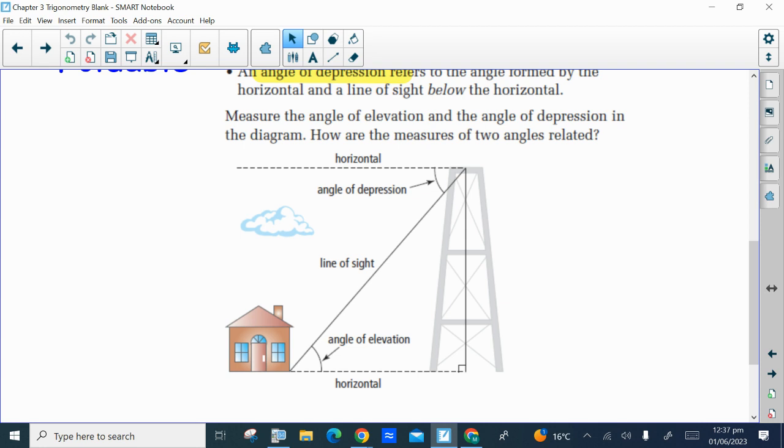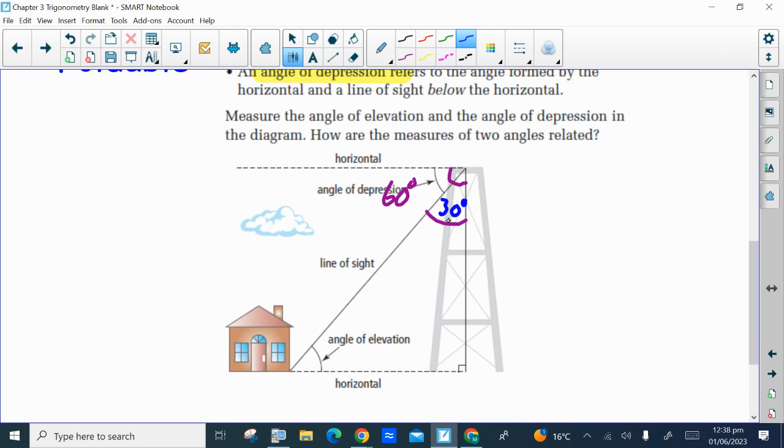So just to show you that, let's say that the angle of depression there was 60 degrees. Based on that, we could find the measure of the angle at the top of the triangle, because the angle of depression and this angle at the top would go together to form this right angle. So they would add to get 90. If the angle of depression is 60, then the angle inside the triangle would have to be 30 degrees, because the two angles add together to get 90.